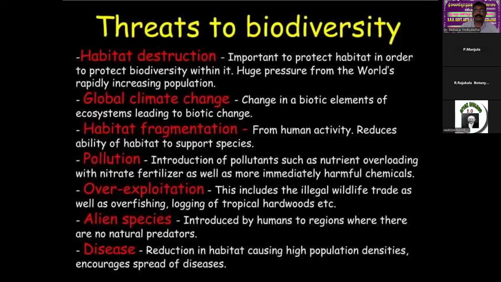Another one is alien species, which are introduced by humans to regions where there are no natural predators. They are not present in that area but are introduced into it, due to which the natural species cannot survive. Another one is diseases. Reduction in the habitat causes high population densities, which encourages the spread of diseases. Due to these reasons, the loss of biodiversity occurs.